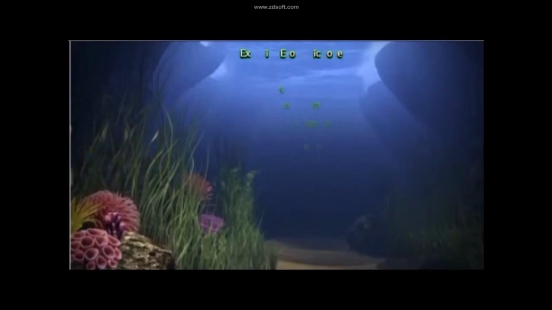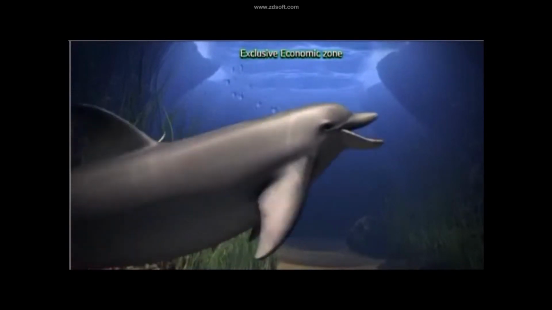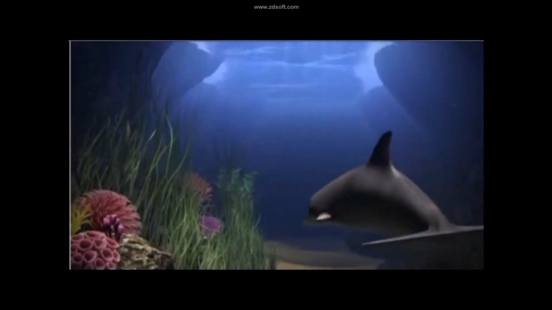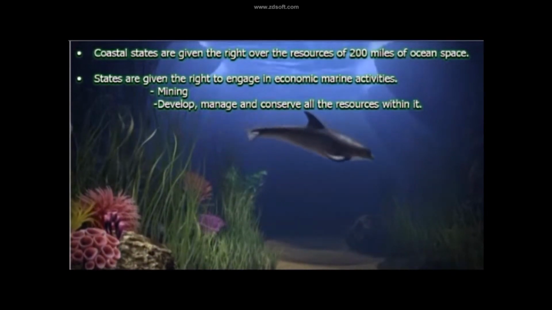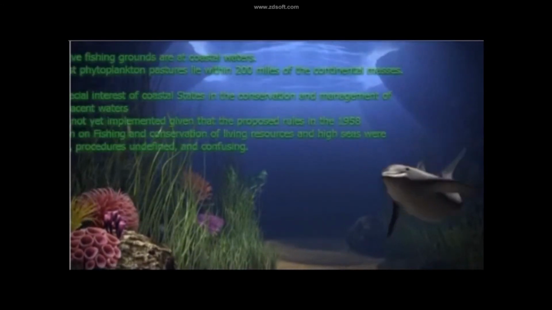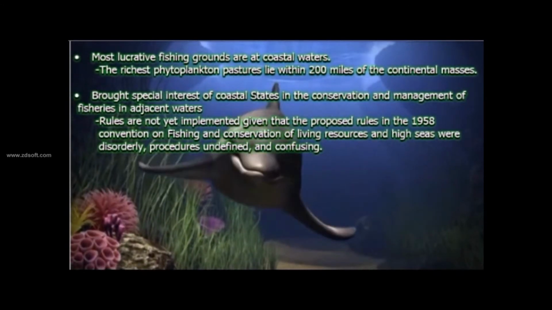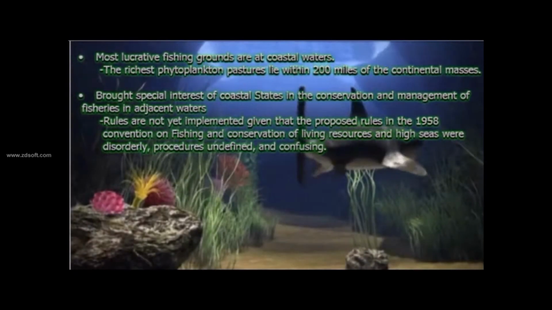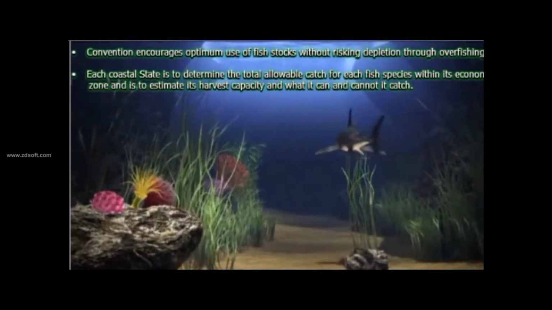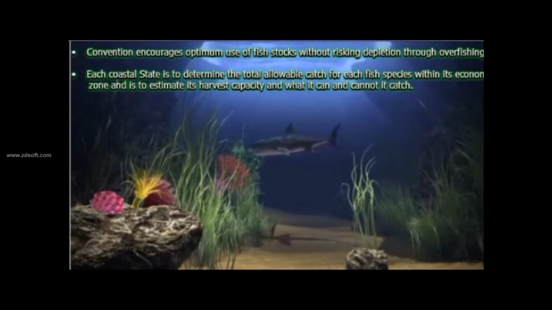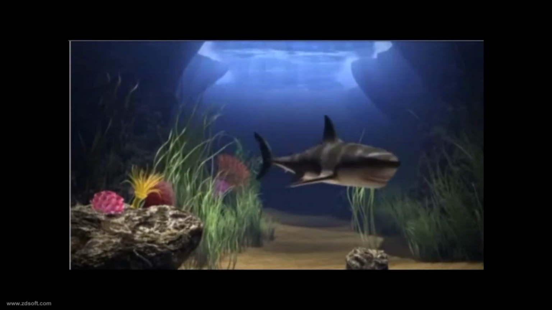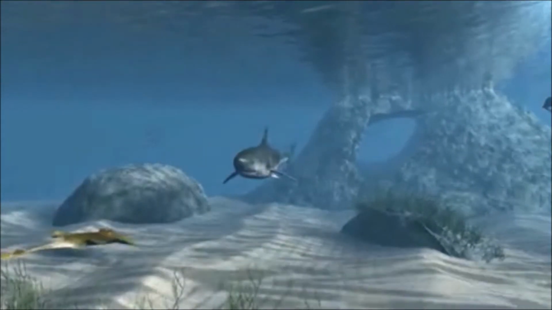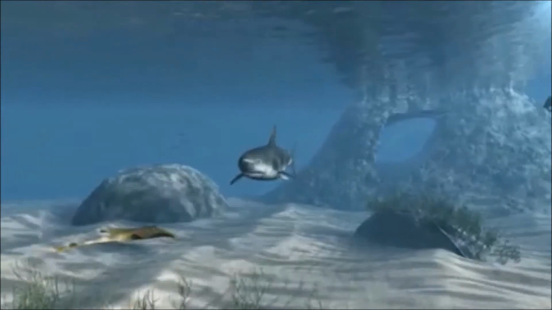Exclusive economic zone. This is an extension from the territorial sea to 200 nautical miles. The coastal nation has sole exploitation rights over all natural resources. The EEZ was introduced to stop the increasingly heated clashes over fishing rights, although oil was also becoming important. The main purpose of this limit is to protect the longevity of fishing grounds of coastal waters. This is because phytoplankton is the foundation of the oceanic food chain. The richest phytoplankton pastures lie within 200 miles of the continental masses.